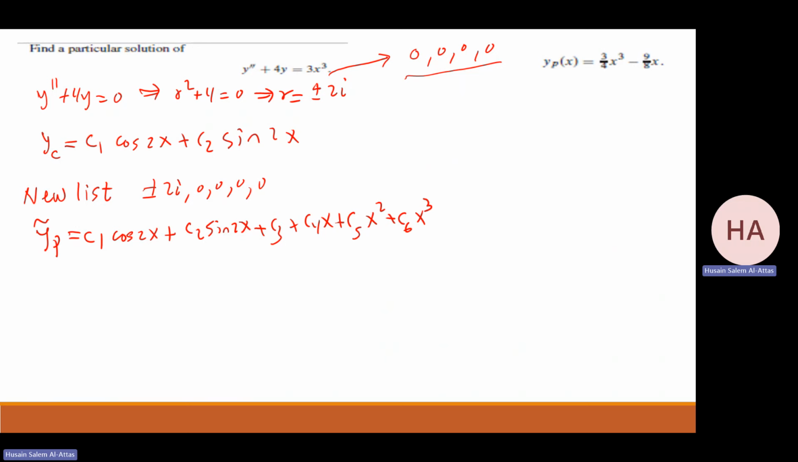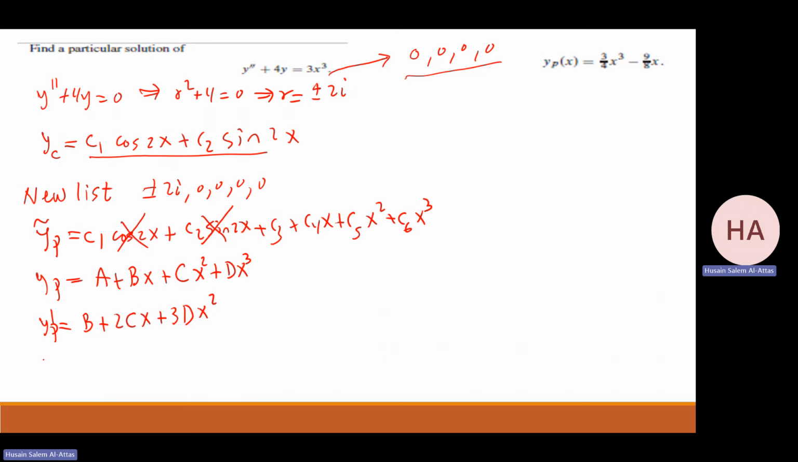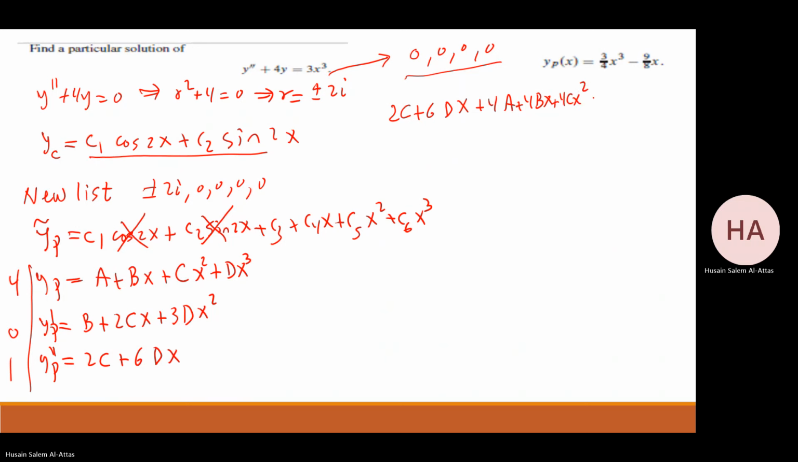I don't have duplication. What is my yp? I will cancel yc. Cancel this and this. So you have a plus bx plus cx squared plus dx cubed. I need y double prime, so I need yp prime, that will be b plus 2cx plus 3dx squared, and yp double prime will be 2c plus 6dx. Substitute in 1, I have what? This is 1, this is 0, this is 4. So I have 2c plus 6dx plus 4a plus 4bx plus 4cx squared plus 4dx cubed, that equals 3x cubed.